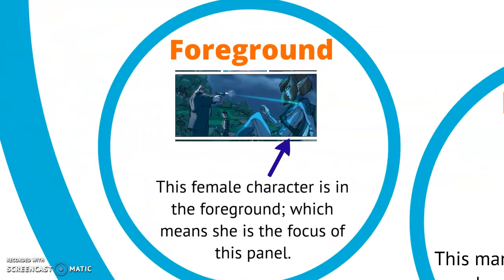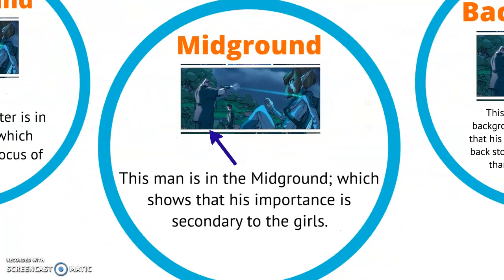Okay, let's take our examples. We've got a foreground here. We've got a female character. She's in the foreground. She's the main point of this particular panel. She's the main focus point. You can see there she's sort of being shot. The midground. The man is in the midground. He's the one doing the shooting, okay? He's of secondary importance, but he's being relied on to tell this story. He's the one shooting the girl from a slight distance, okay?